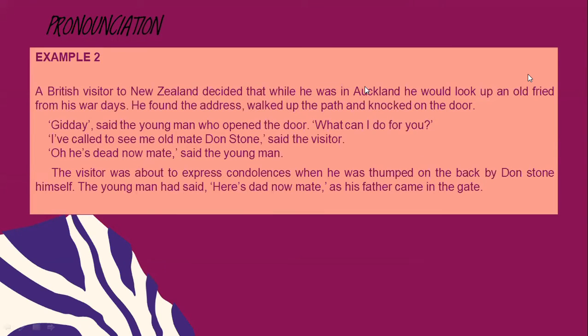A young man went to New Zealand. He found the address, walked up the path, and knocked on the door. "Good day," said the young man who opened the door. "What can I do for you?" "I've called to see my old mate, Don Stone," said the visitor. "Oh, he's dead now, mate," said the young man. The visitor was about to express his condolences when the young man said, "He's dead now, mate," as his father came in the gate.